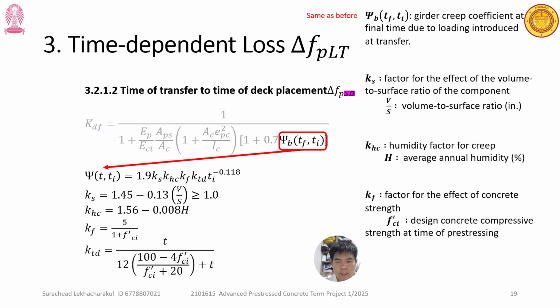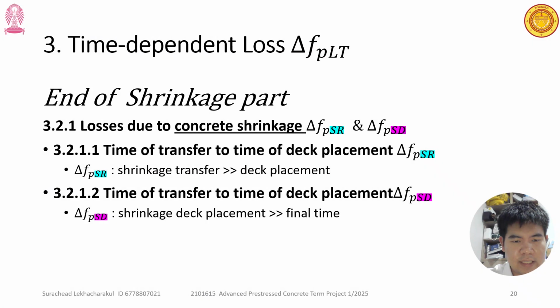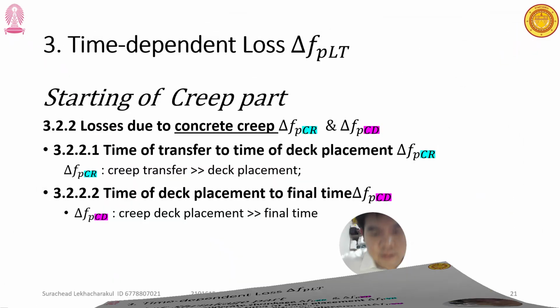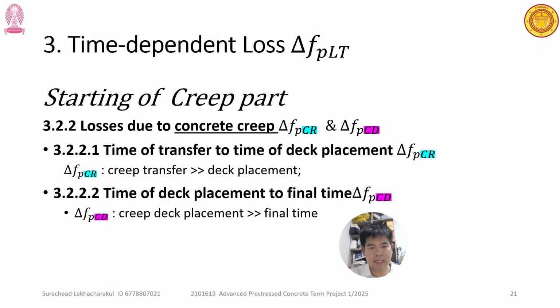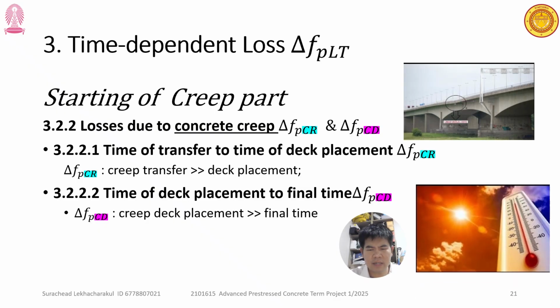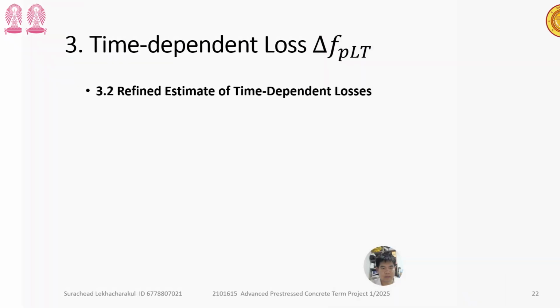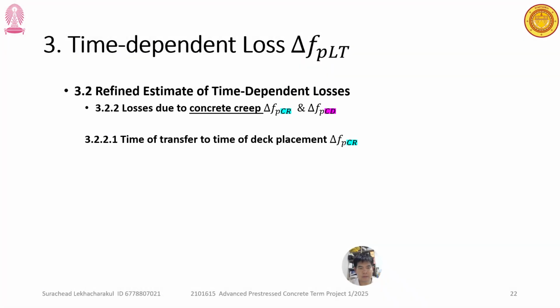KHC is the humidity factor for creep, and KTD is time development. Okay, end of the shrinkage. Go to the start of the creep. Go to the two parts. Creep depends on the temperature and humidity of the environment. The first stage is time of transfer to deck placement.